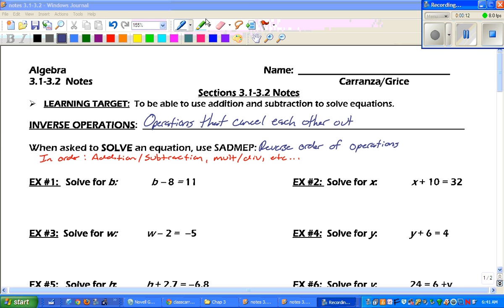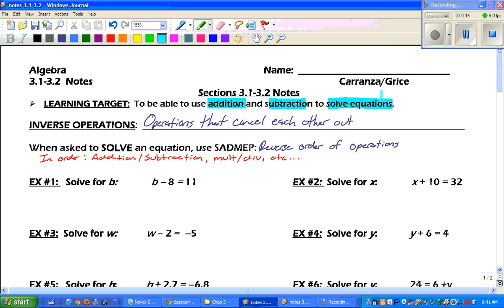Today we're going to be talking about how to add and subtract when we are solving equations. If you can see, we've already got two of the definitions written down. You can go ahead and get started on that.